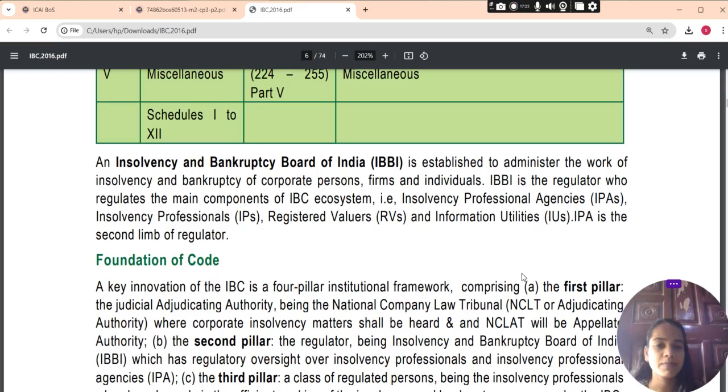So the Insolvency and Bankruptcy Board of India is the regulator which regulates the main components of the IBC ecosystem, that is insolvency professional agencies, insolvency professionals, registered valuers and information utilities. IPA is the second limb of the regulator.